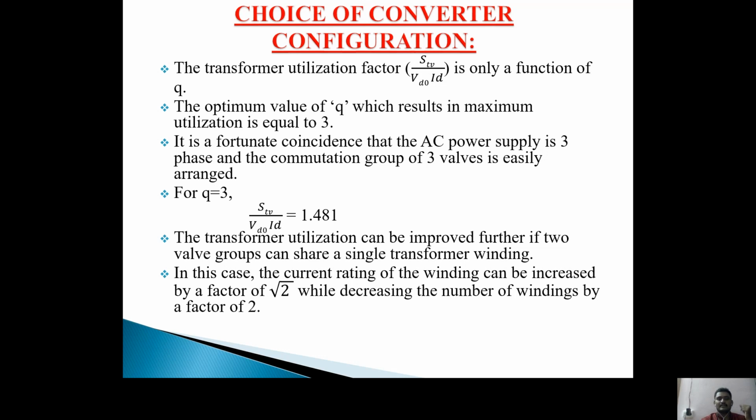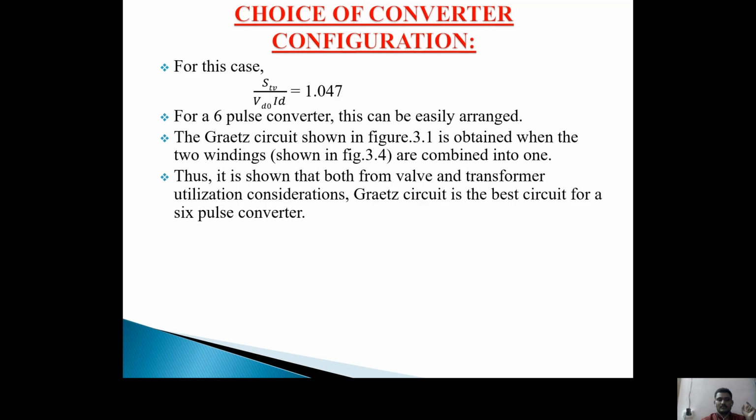In this case, the current rating of winding can be increased by a factor of root 2, while decreasing the number of windings by a factor of 2. For this case, the transformer utilization factor is 1.047. So for Q equal to 3, the transformer utilization factor is 1.481, and for this case it is 1.047. For a 6 pulse converter, this can be easily arranged.